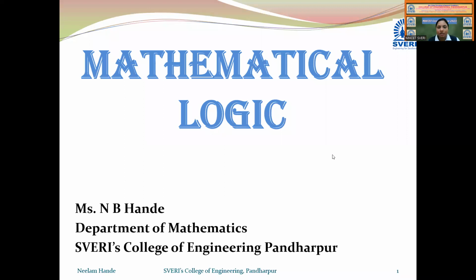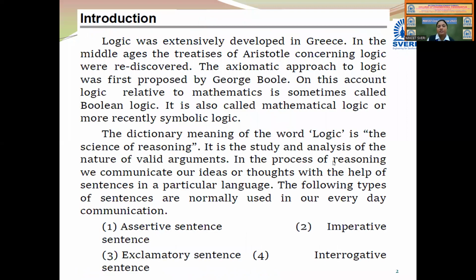Okay, so today's topic is logic, mathematical logic. We start with the basics of logic. Logic, as we all know, was developed in Greece in the Middle Ages. It was first proposed by George Boole, and that's why it is also called Boolean logic. It is also called mathematical logic, Boolean logic, or symbolic logic. All are words for logic.